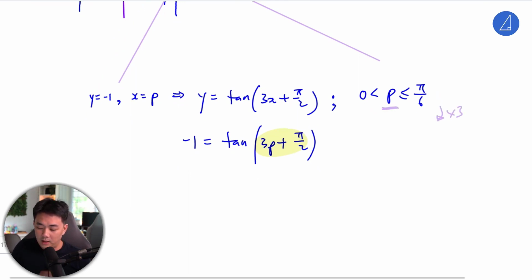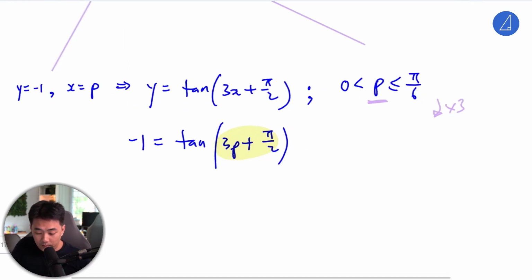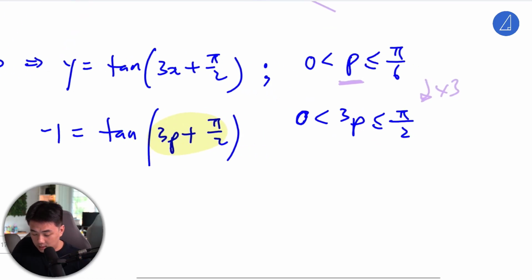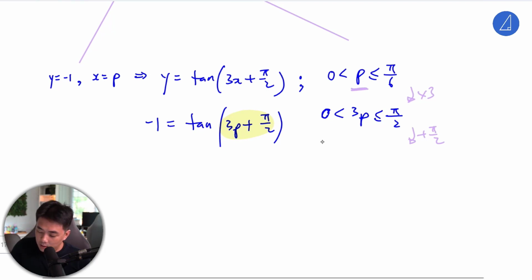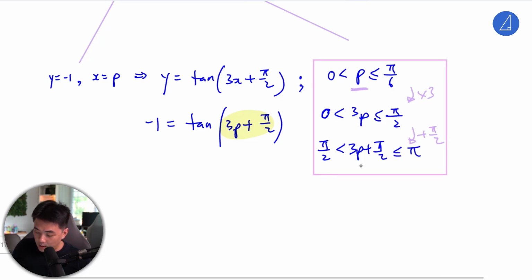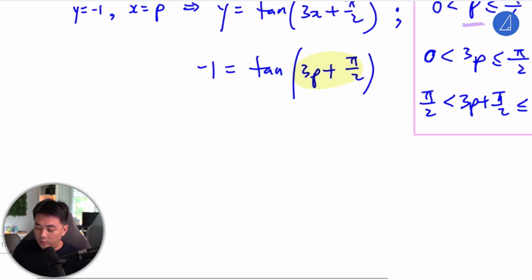We need to get this to 3p plus pi over 2. Multiplying by 3, what I get is 0 to 3p, and this is pi over 2. Then we just add pi over 2 throughout. Okay, so this is our guiding domain that we're looking at: pi over 2, 3p plus pi over 2, and pi. So 3p plus pi over 2 is from pi over 2 to pi. Okay, so in this case, find the basic angle first.